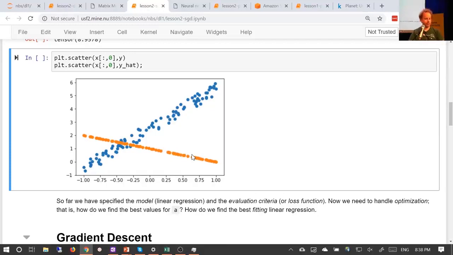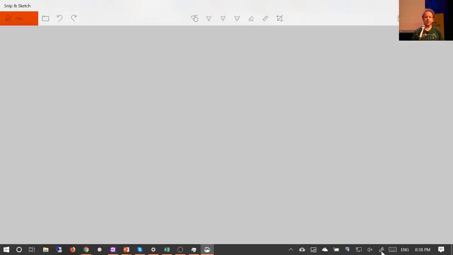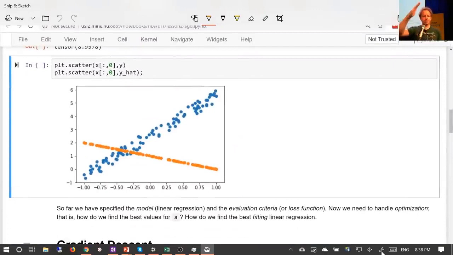Well, there's only two numbers, right? And the two numbers are the intercept of that orange line and the gradient of that orange line. So what we're going to do with gradient descent is we're going to simply say, what if we changed those two numbers a little bit? What if we made the intercept a little bit higher or a little bit lower?